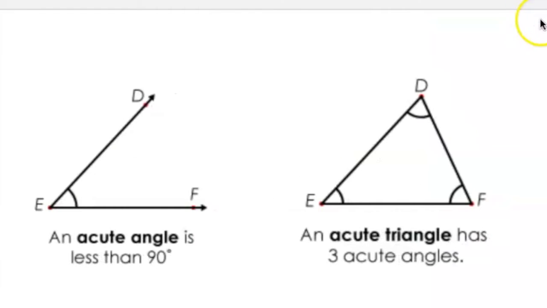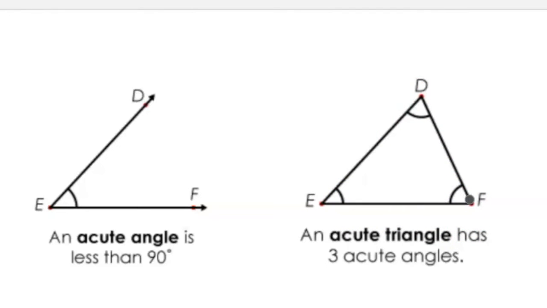Hi, Miss Beulah here. Our first angle is an acute angle. An acute angle is less than 90 degrees. An acute triangle has three acute angles. Now notice here we have triangle EDF, or you can say triangle FED, it doesn't matter the order.